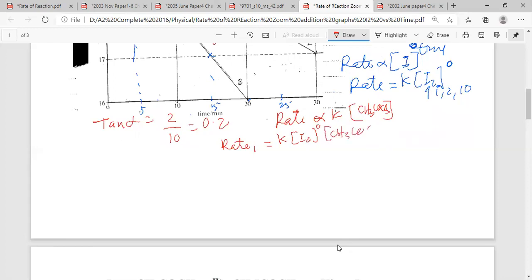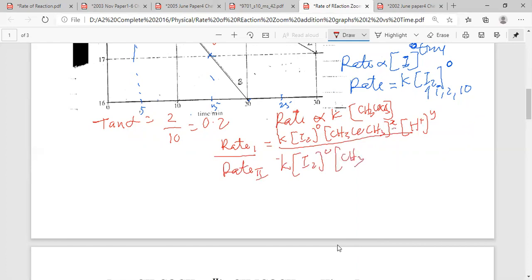Now I'm going to go a bit more. I don't have X, and my H plus here is Y. Now I compare it; this is the easiest way to compare, rate 2 over rate 1. The K is constant because K is dependent on temperature. I2 is 0 here, and for experiment 1 and experiment 2, the concentration of propanone is X of experiment 2. So this is 1.